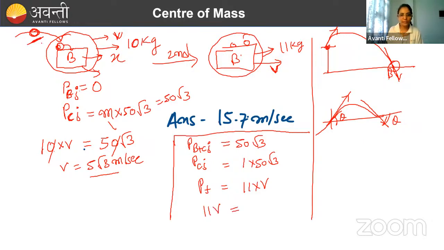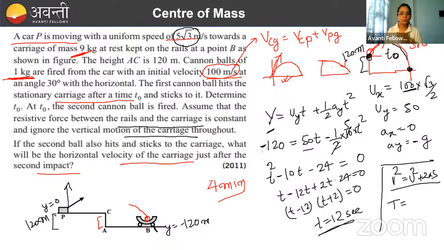So 11V will be equal to how much? That will be equal to 100√3. So velocity will be equal to how much? 100√3 by 11. That is going to be the answer. Okay, this is going to be your answer. Okay, done? Is the question clear to everyone? Any doubt?